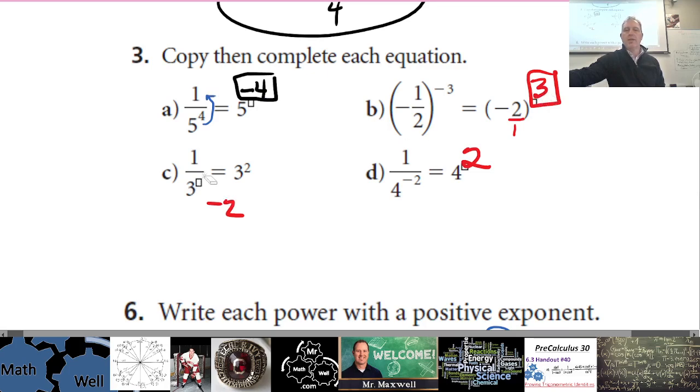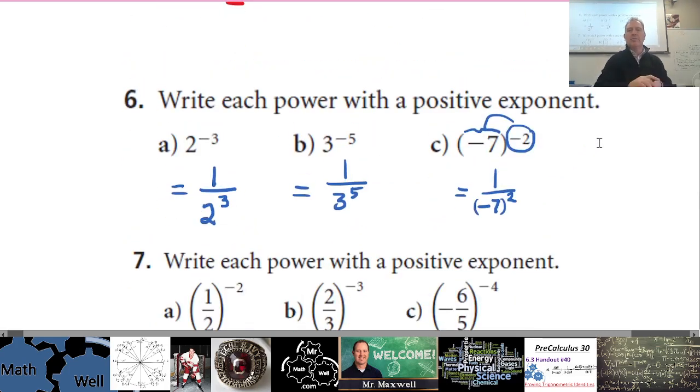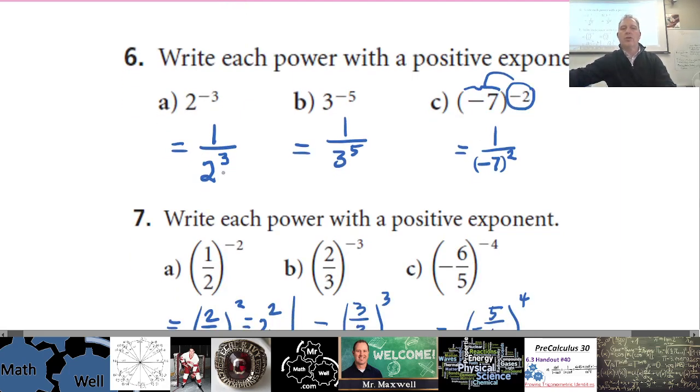That's got to be a 3 to the negative 2 down there. And 4 to the positive 2 here. So that's the answers for number 3. Number 6, to write each power as a positive exponent. 1 over 2 to the positive 3.